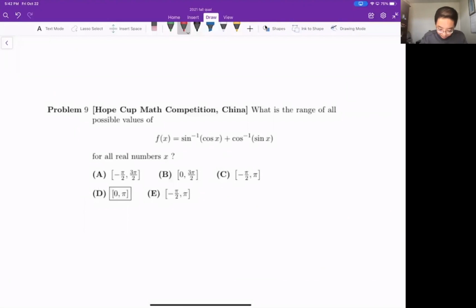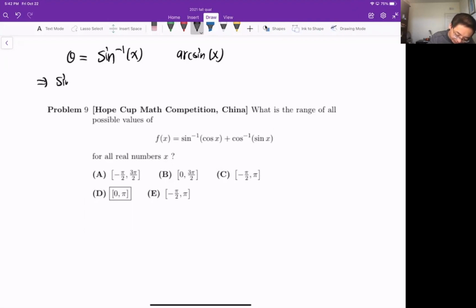Question number 9. This is a problem about the inverse sine and inverse cosine. Let's first recall the definition of inverse sine and inverse cosine. We have sine inverse x, or sometimes it's written as arcsine x. They're the same. Sine inverse of x equals theta means sine theta equals x. So it's the inverse function of sine. Here, of course, the value of x is between -1 and 1.